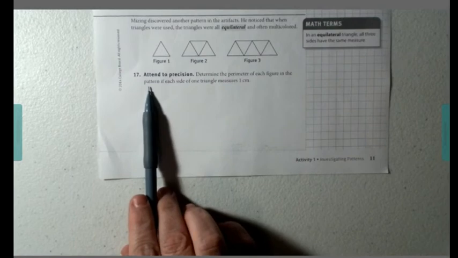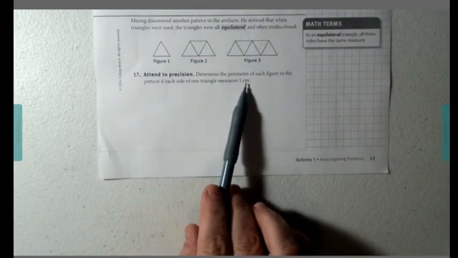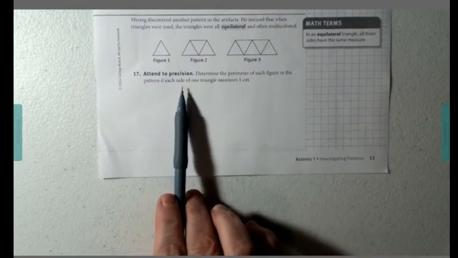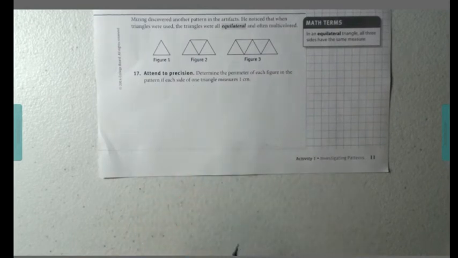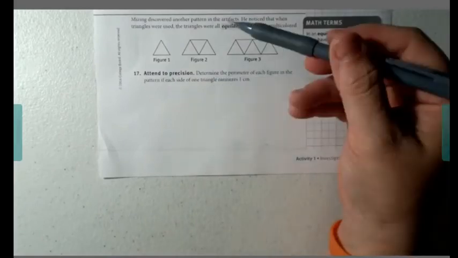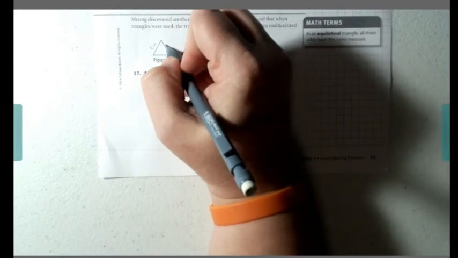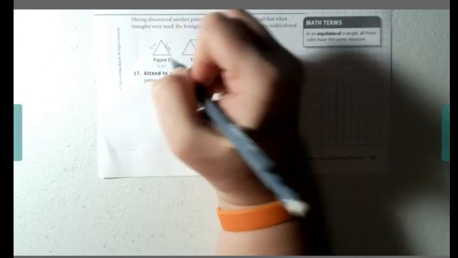Number 17 asks, attend to precision. Determine the perimeter of each figure if the pattern of each side of one triangle measures 1 centimeter. So what it's saying is, what would be the perimeter if this was 1 centimeter, this was 1 centimeter, and this is 1 centimeter. And then you would do the same for figures 2 and 3.